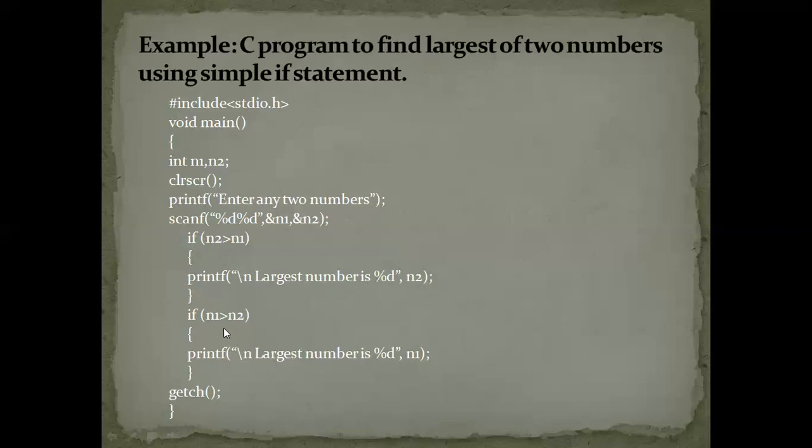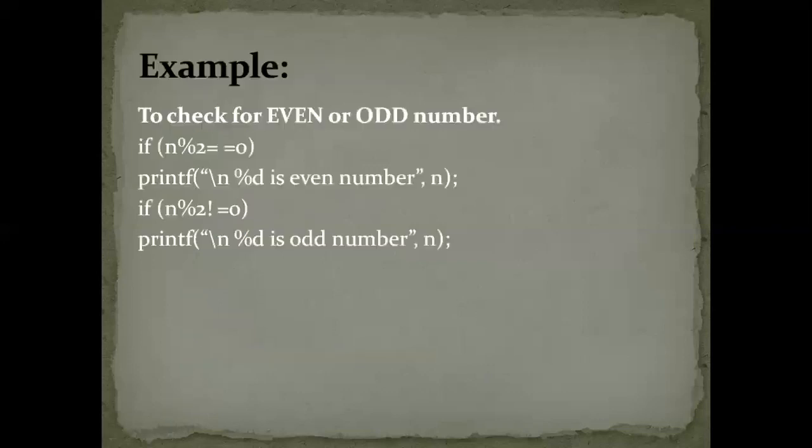One more condition: if n1 is greater than n2, which is the largest now? N1 will be the largest. So I am supposed to display that the largest number is n1. So this is the if statement. Using the if statement, I find the largest of the two numbers. Understood? Okay.